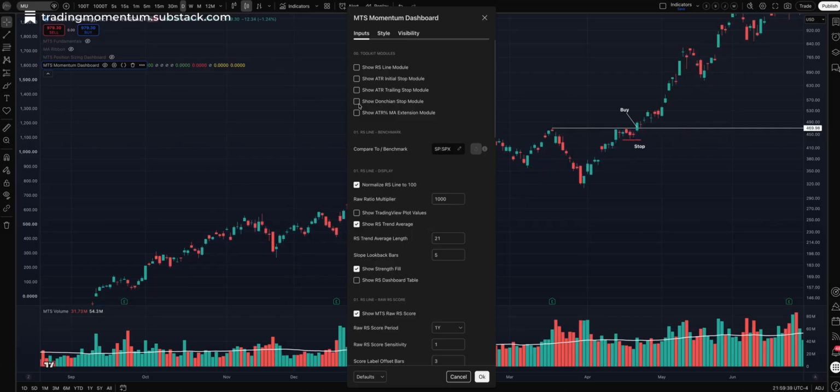What else do we have? Yeah, that's about it that I'm going to go over. I have other stuff like showing the RS line. Some of you like to see it, but if you're a beginner, I wouldn't worry too much about that right now, just because we have our relative strength tool. I don't want to clutter your chart up.